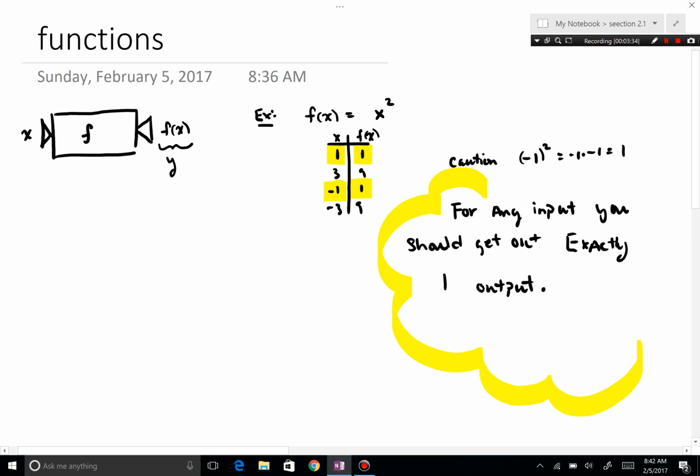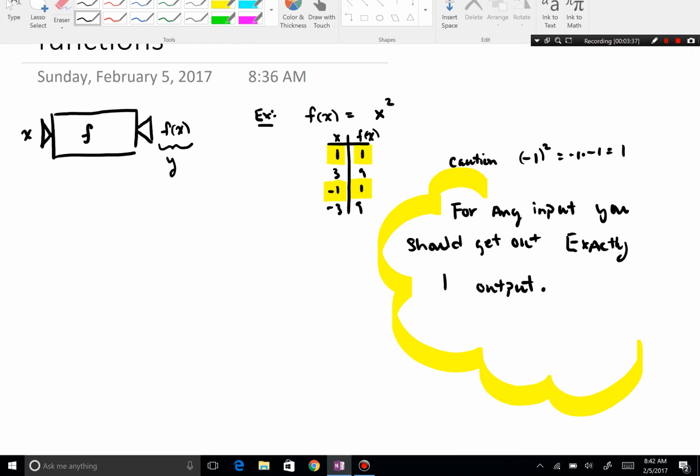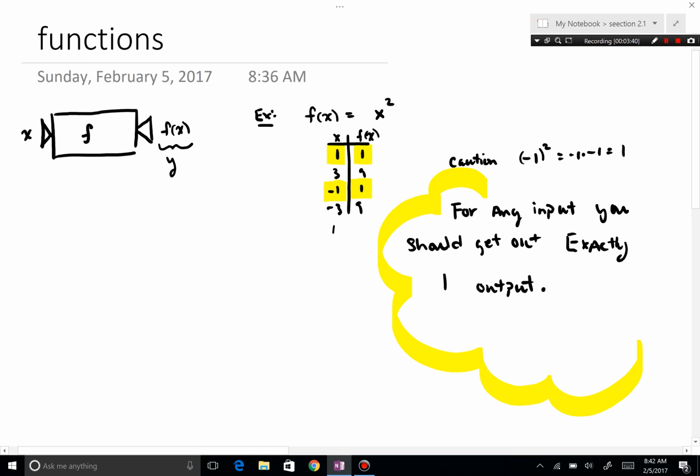Now, were these the only things we can plug in? No, obviously we could plug in way more, and the list goes on. This can go on forever, right? Because you'll get the same output to be paired up for everything that you plugged in.